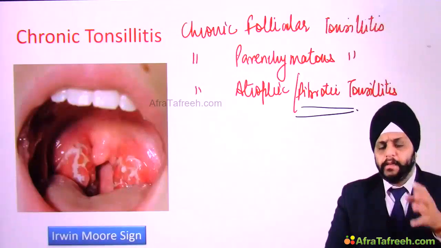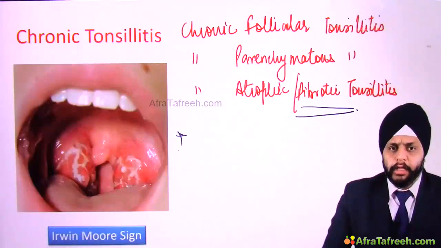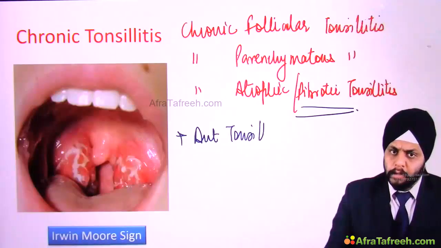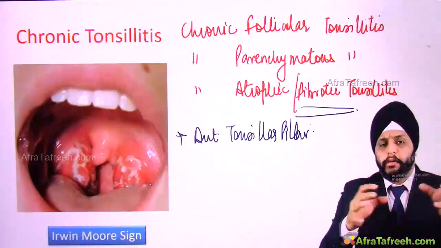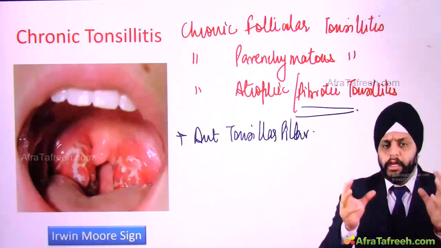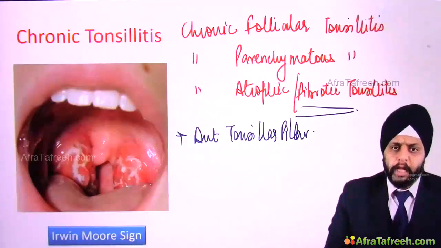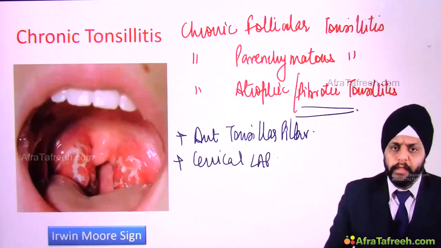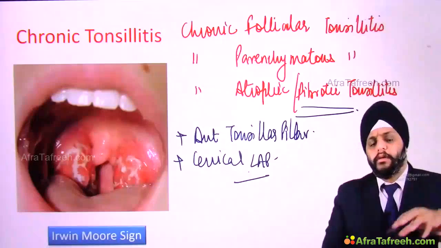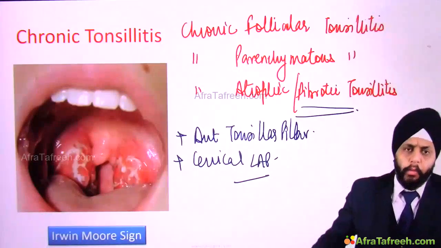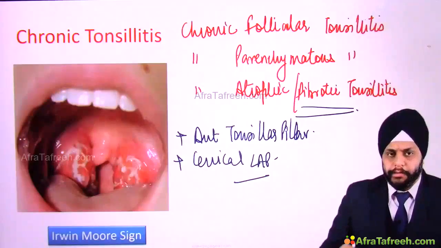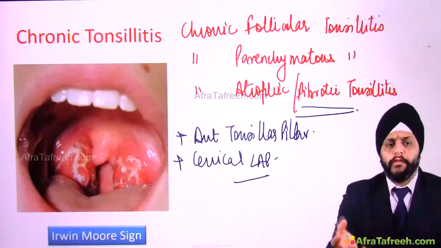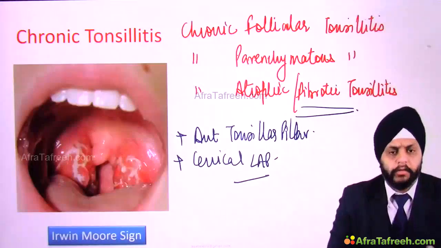Other than this Irwin-Moore sign, we can also see that the anterior tonsillar pillar will be more congested than the surrounding mucosa. So this anterior tonsillar pillar will be more congested, and you will also find cervical lymphadenopathy. So all this points towards chronic tonsillitis. Now, what treatment will you do for chronic tonsillitis? You see, we usually give antibiotics, and that solves the problem.